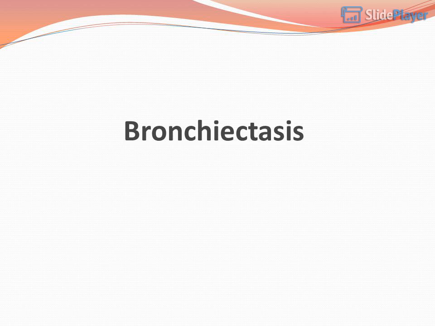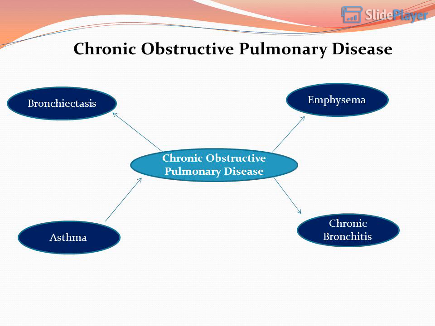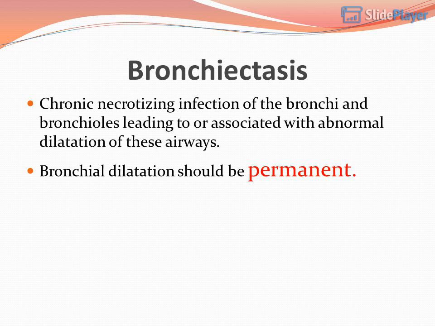Bronchiectasis. Chronic obstructive pulmonary disease: emphysema, bronchiectasis, chronic bronchitis, asthma. Bronchiectasis is a chronic necrotizing infection of the bronchi and bronchioles leading to or associated with abnormal dilatation of these airways. Bronchial dilatation should be permanent.